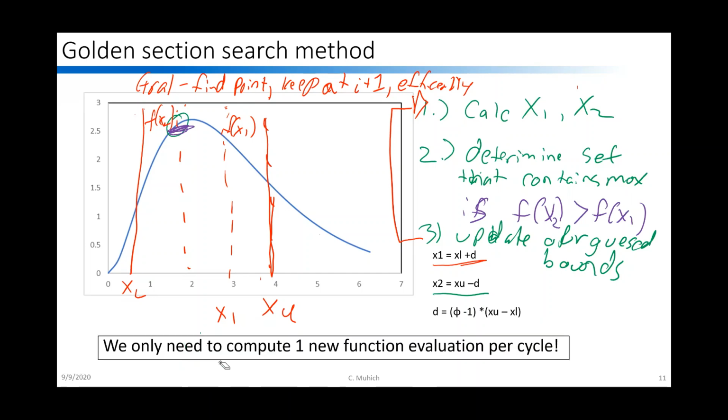So in essence, by using the golden search ratio, we only need to compute one new function evaluation per cycle, because I've ended up keeping one of my x's every single time. Sorry, both of the old x1 and x2 are kept every single time.